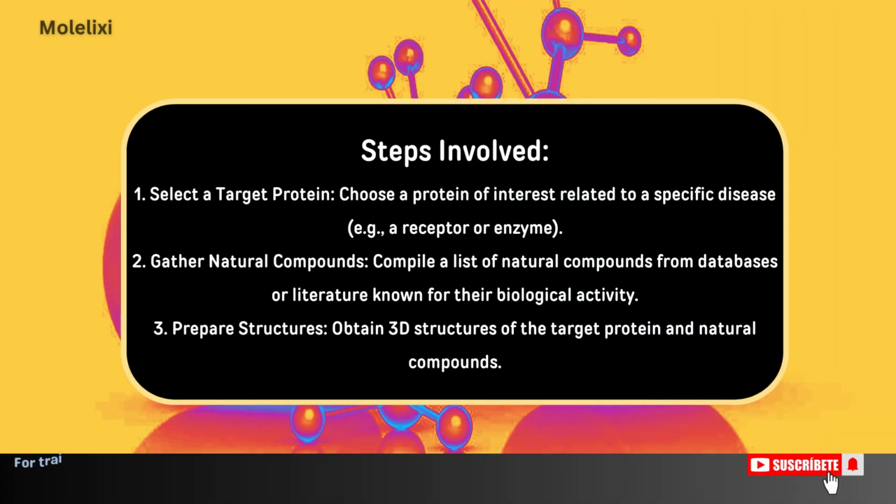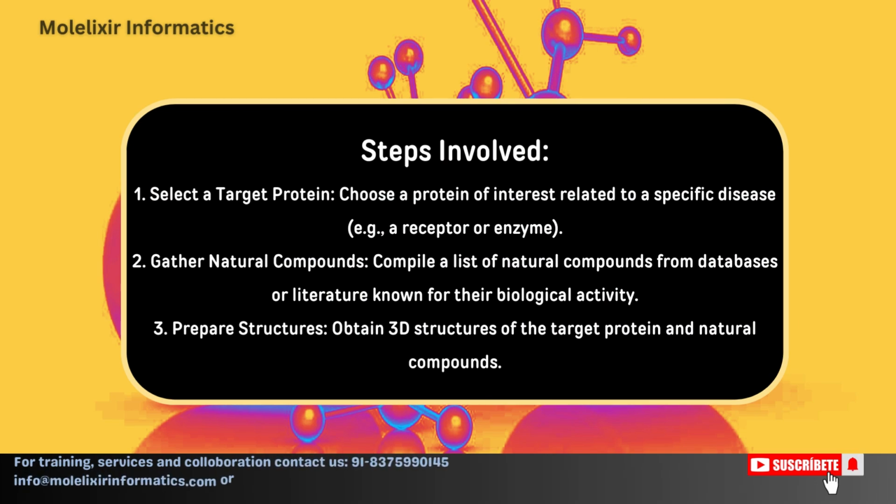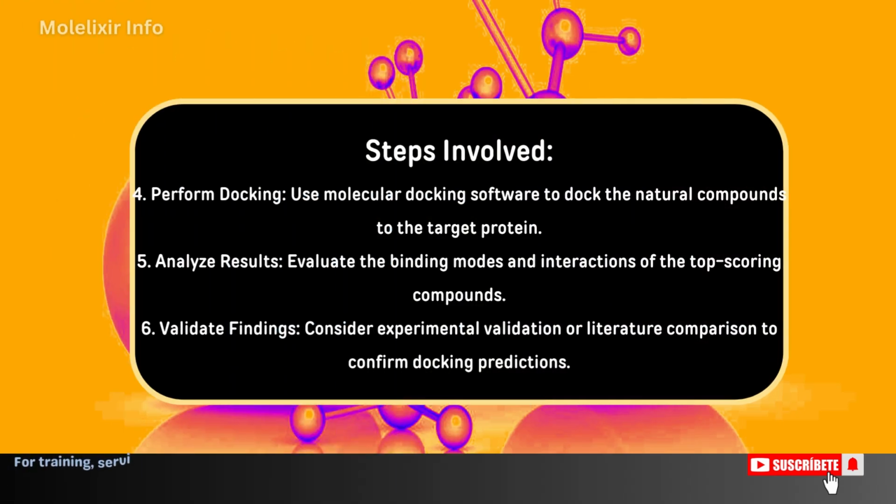Steps involved. First step: select a target protein. Choose a protein of interest related to a specific disease, for example, a receptor or enzyme. Second step: gather natural compounds. Compile a list of natural compounds from databases or literature known for their biological activity. Third step: prepare structures. Obtain 3D structures of the target protein and natural compounds. Fourth step: perform docking. Use molecular docking software to dock the natural compounds to the target protein.